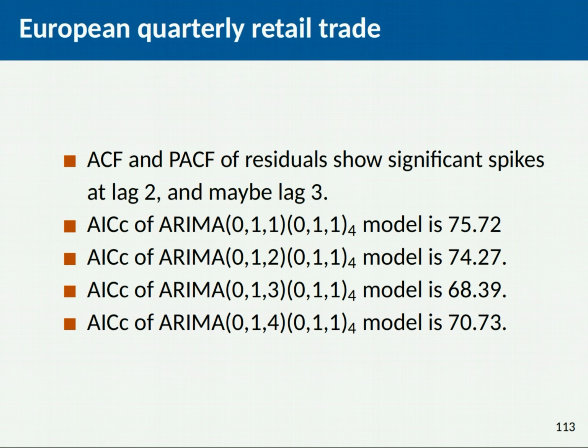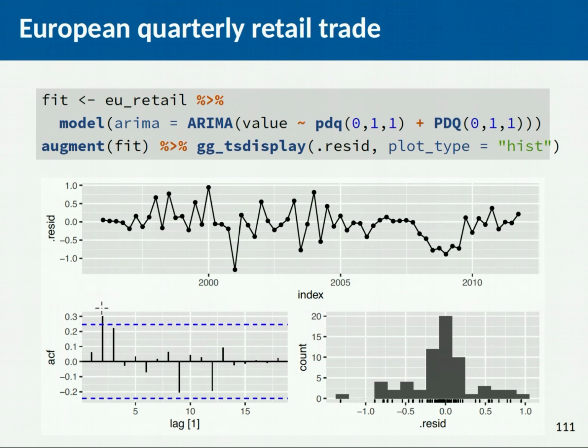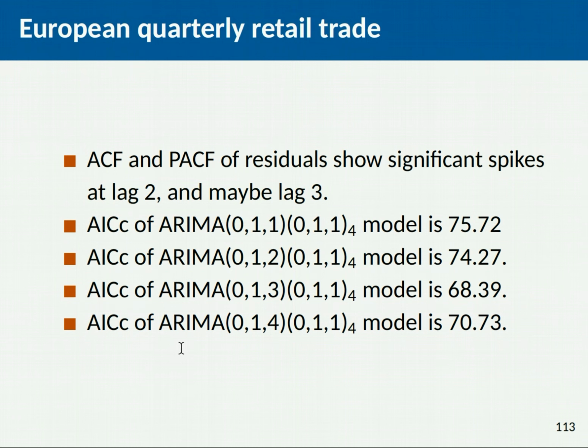Now, whenever you have this type of situation where the autocorrelation function is showing some spikes for the residuals, which in this case, remember, we're taking a look at the residuals, not the time series itself, when we're getting 1 or 2 spikes, we can always change the model and add more lags to see whether the model performs better. So in this case, we are adding more lags to the MA component and seeing what happens to the AICc. So this is clearly the winner, this model, (0,1,3)(0,1,1), with an AICc of 68.39.